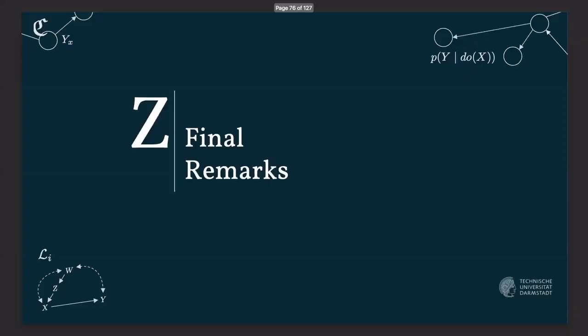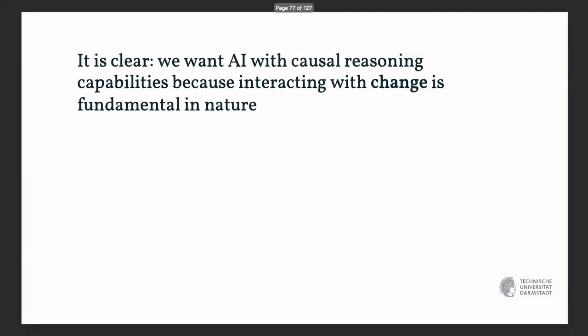To give you my final remarks, I think it's really clear that in AI we want causal reasoning capabilities, because fundamentally we want to be able to interact with change. Changes are happening all the time in every regard. Every interaction with the world is really a change of the state of the world. So to me, being able to reason interventionally, hypothetically, but also retrospectively, these are key concepts that we use in cognition.